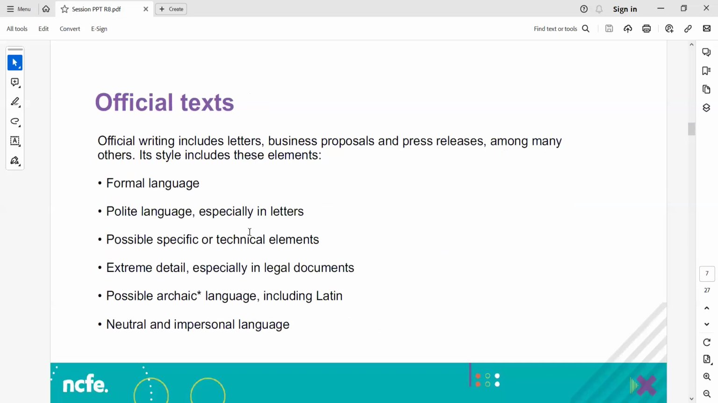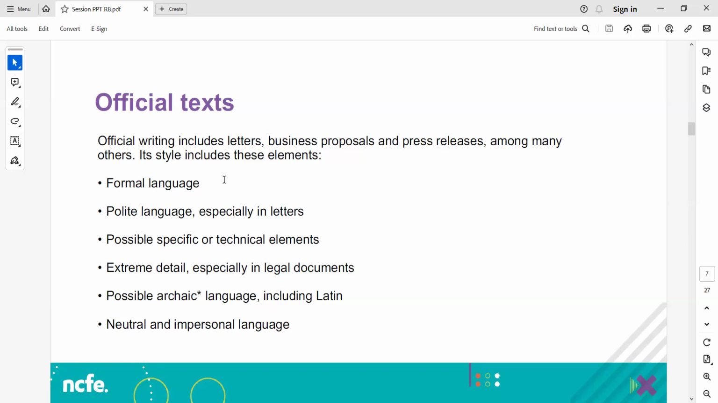Okay, so official texts. So these can include letters, business proposals, and press releases, among many others. So we've all probably received an official letter. So it might be to do with health, or from HMRC about taxes, or it could have been a contract for your job or for buying a property, and so on. So all of us will probably have seen one of these sorts of official texts at some point.